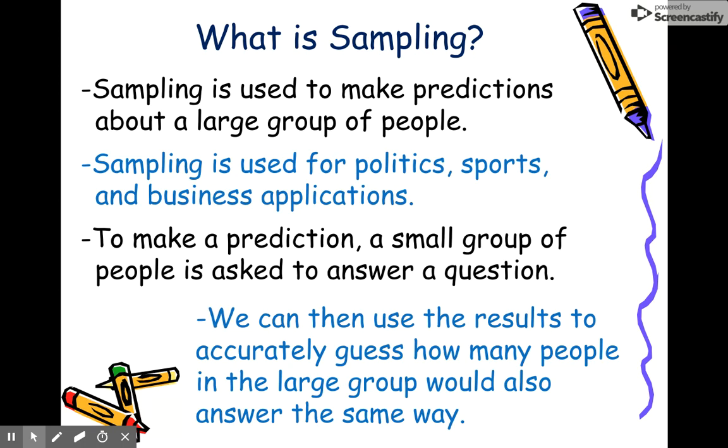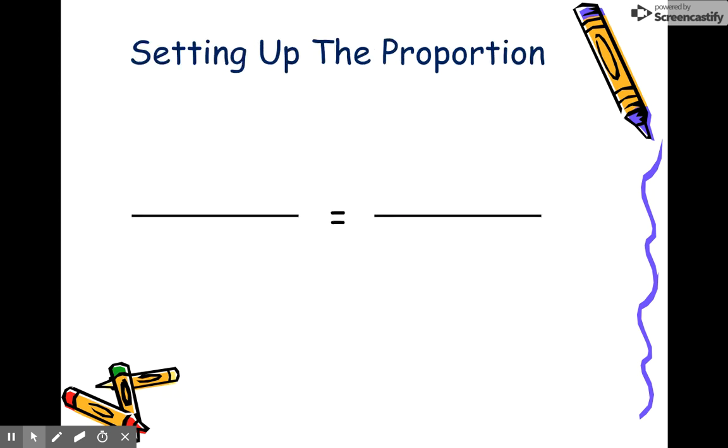Now we're going to get into how you can actually use your sample sizes to make a prediction. So the best way to do this is by setting up a proportion. So you've seen proportions before. They're used to compare two equivalent values. So on the bottom of your second proportion is always the total population. So that's the population you want to make a prediction on.